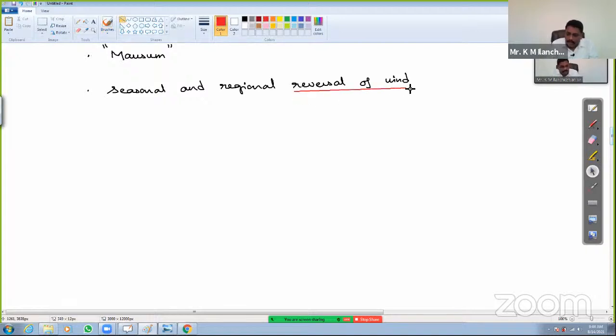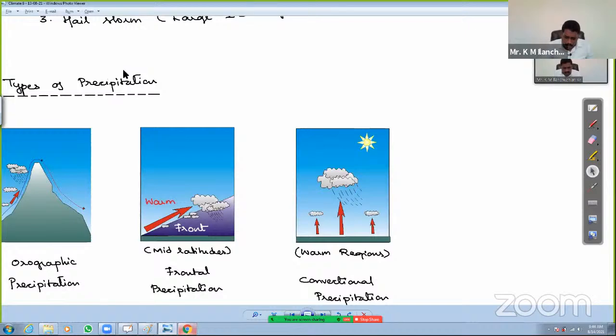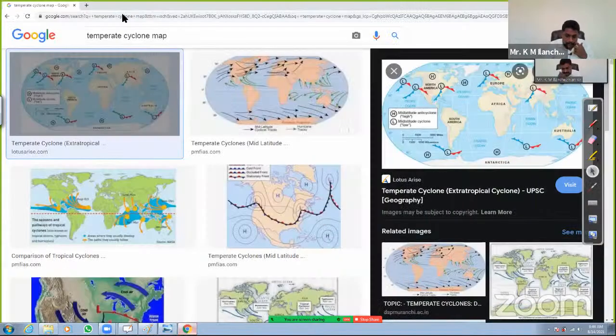Reversal of wind. Why this reversal of wind is very important, I'll tell you. See, for example, let us talk about monsoon. Take the case of India itself. Say, for example, for a certain period the wind will be flowing over India in a southwest direction. Okay, I'll put it this way.